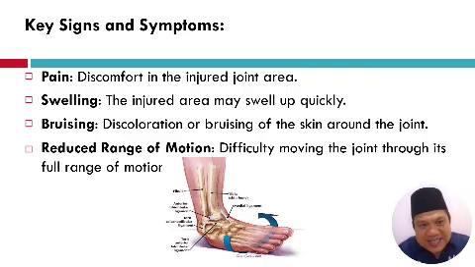Okay, now these are the key signs and symptoms for sprain. Number one is pain, discomfort in the injured joint area. Number two, swelling. The injured area may swell up quickly. Number three, bruising, discoloration or bruising of the skin around the joint. Number four, reduced range of motion or ROM, difficulty moving the joint through its full range of motion.